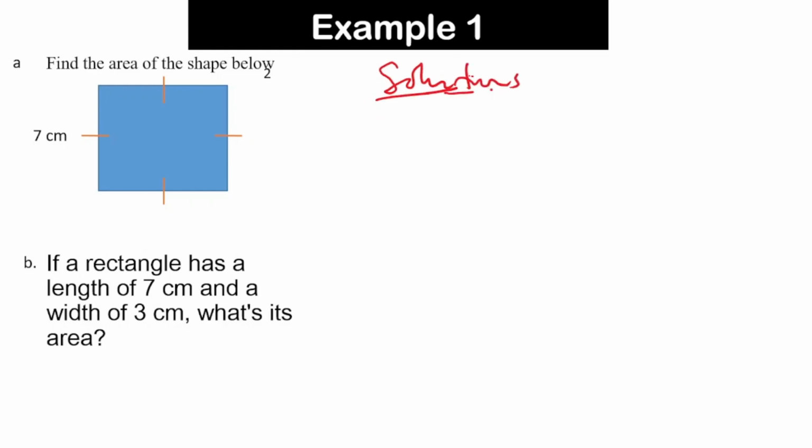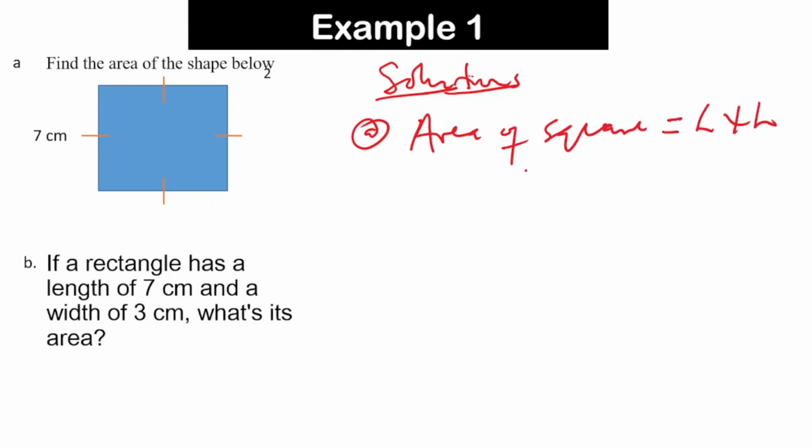Solutions. For A, since it's a square, the area of a square is equal to length times length. The length here is 7, so that's going to be 7 times 7, which gives us 49. You notice the unit given here is centimeters. In that case, areas are measured in square units, so that is going to be centimeters squared. I hope this is very clear to you.